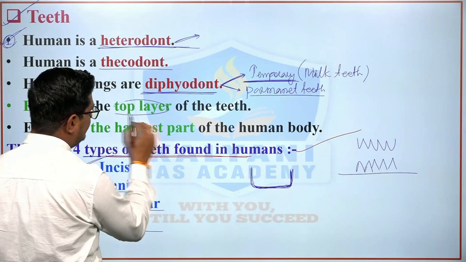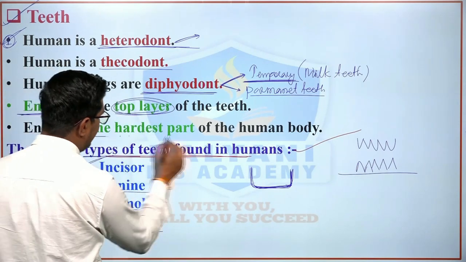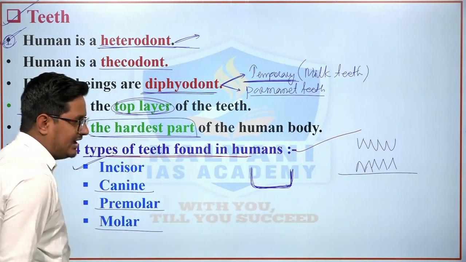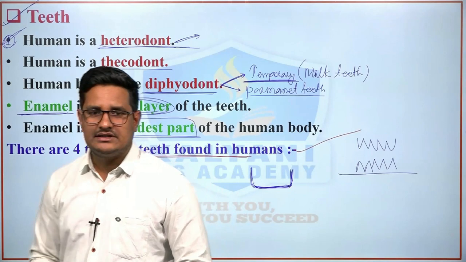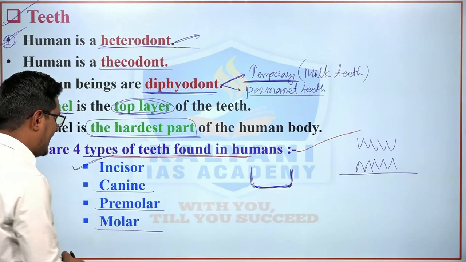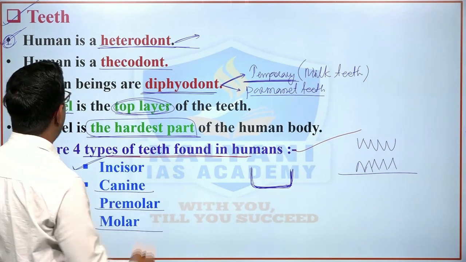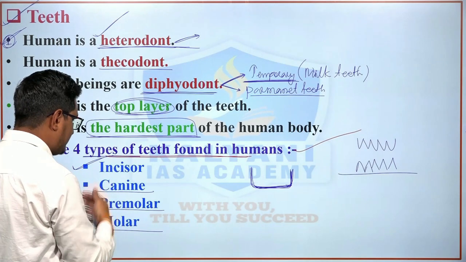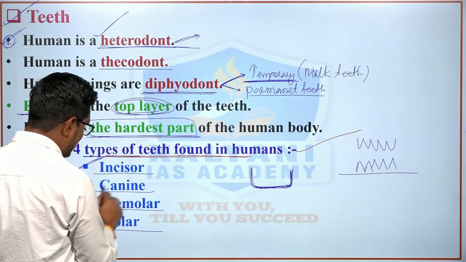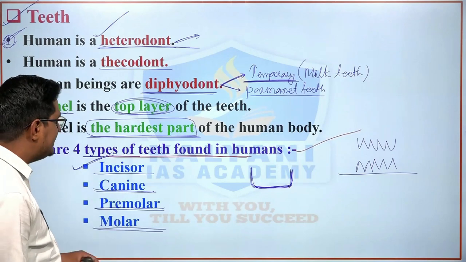Enamel is the top layer of the teeth and enamel is the hardest part of the human body. ये भी कई बार question पूछा गया है, which is the hardest part of the human body. So enamel, which is the top layer of the teeth, is the hardest part, right? As we know that human is heterodont, which means that human has different types of teeth, which are incisor, canine, premolar and molar. What are the characteristics of these teeth?